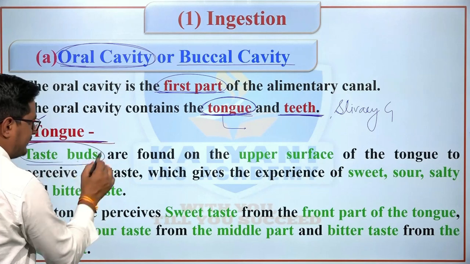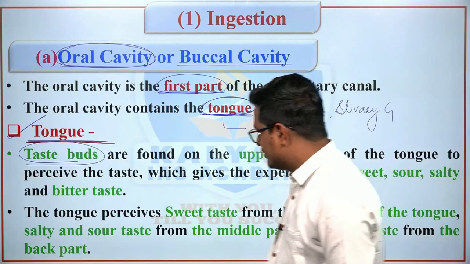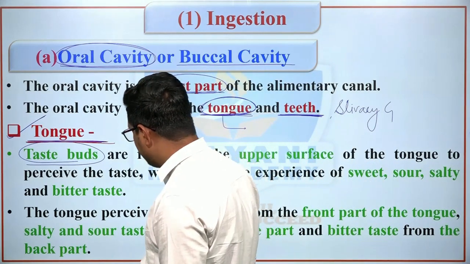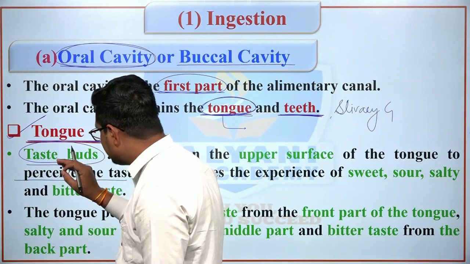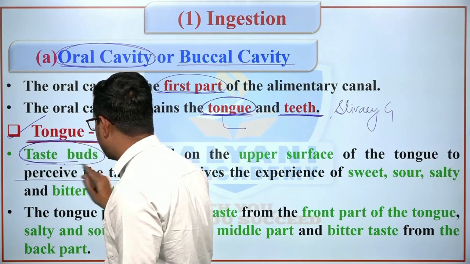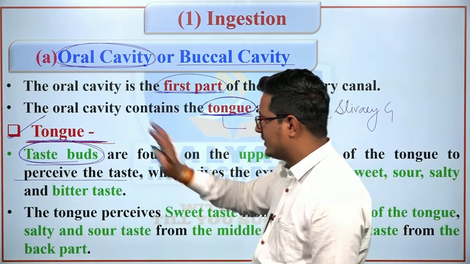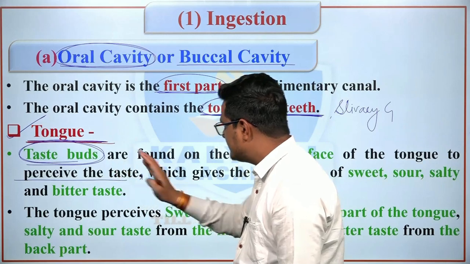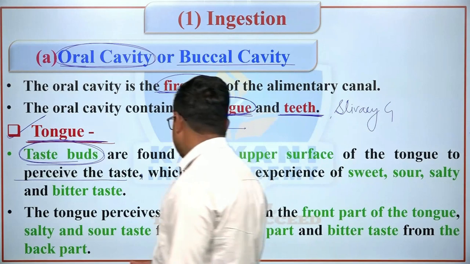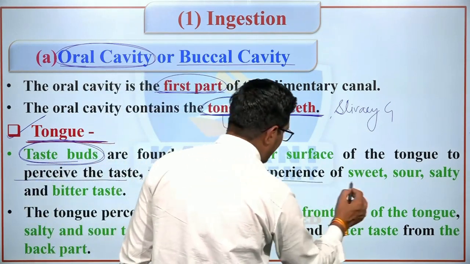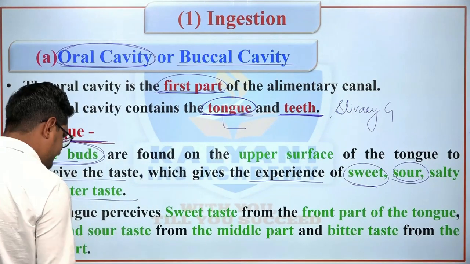Taste buds are found on the upper surface of the tongue to perceive the taste. This question has been asked in many examinations: how do humans perceive the taste? It is because of the taste buds found on the upper surface of the tongue, which give the experience of sweet, sour, salty and bitter taste.